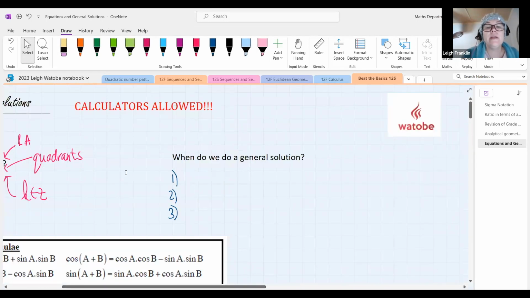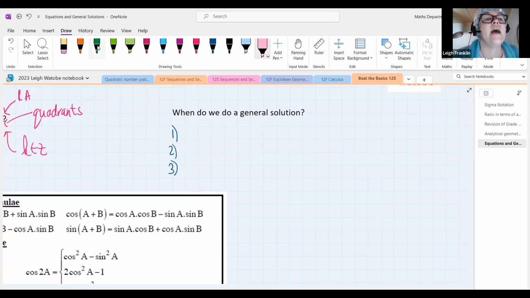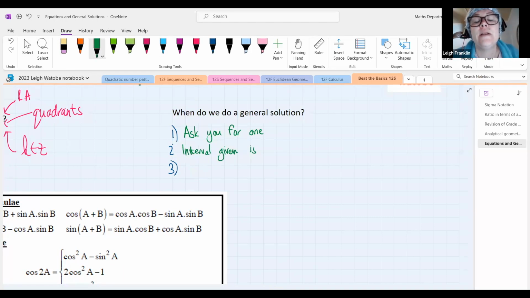So how do we know we need a general solution? Well, the first instance is they tell you to find a general solution, so they ask you for one. Second situation, the restriction that's been given to you, the interval given, is less than 0 degrees or greater than 360 degrees.